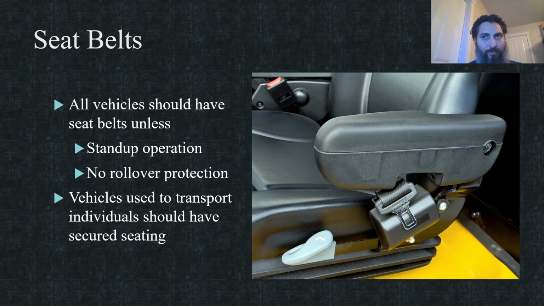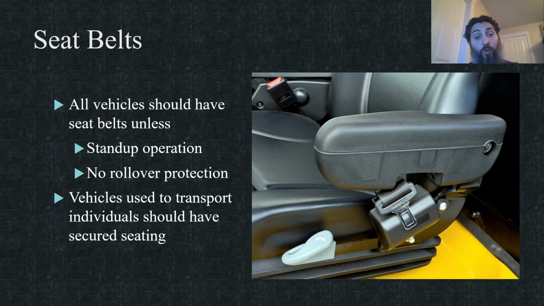Seatbelts. Seatbelts should be on all equipment that is covered by this section. Now, there are two cases in which you do not need a seatbelt. Number one, if the equipment was not designed to have a seatbelt, which means if the equipment was designed for stand-up operation. In this case, you would not need a seatbelt on that equipment. Number two, a seatbelt is not provided for equipment that does not have rollover protection or adequate canopy protection.